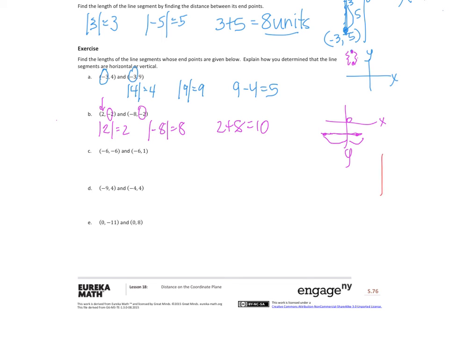-6, -6. So if I drew -6, -6, it is down here. And if I go -6, -6, 1, it's up here. So my line is going vertically. I know this and this are the same, -6, -6. So I'm really looking at the y coordinate. The absolute value of -6 is 6. The absolute value of 1 is 1. Now I want to know what is the distance of this. I think I need to add them. So 6 plus 1 is 7.